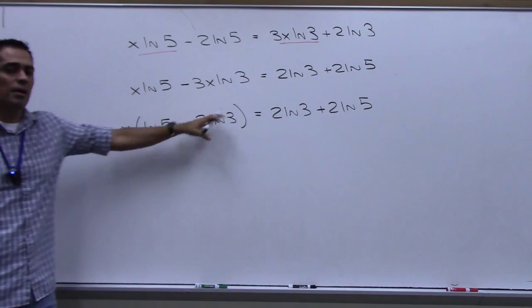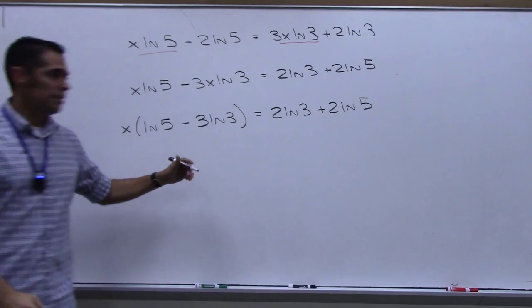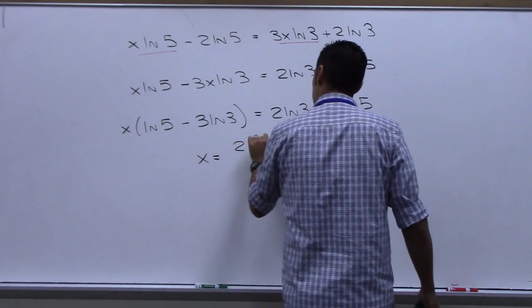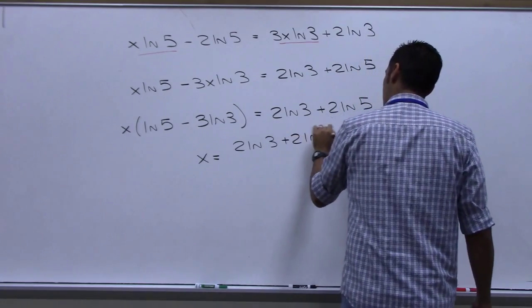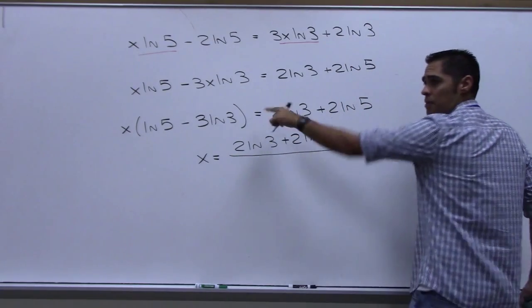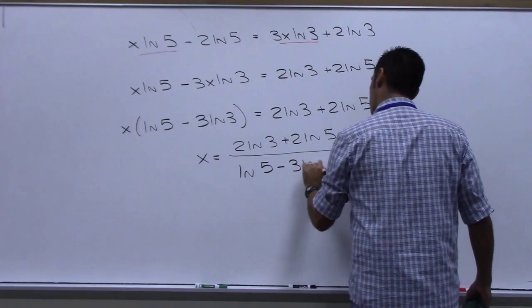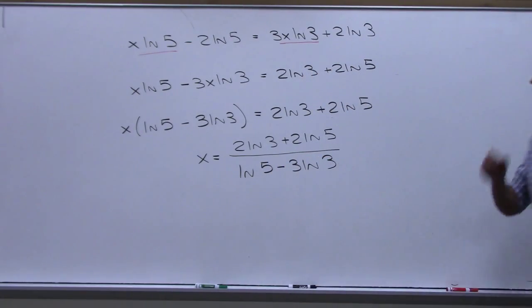When I divide everything in parentheses on this side, it goes away. Leaves me with the x. And on the right side, I'll just have everything that was already here divided by what was in parentheses there. Natural log 5 minus 3 natural log 3. That's what x is, right?